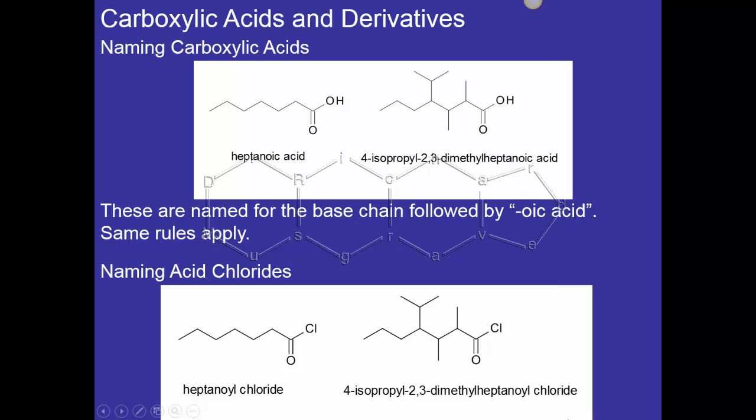The ic acid gets replaced with YL chloride. So that's what I would do when naming an acid chloride. Pretend first of all it's a carboxylic acid, name the carboxylic acid, replace the ic acid with YL chloride.